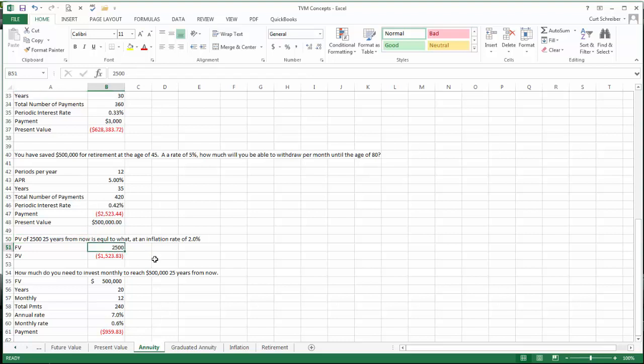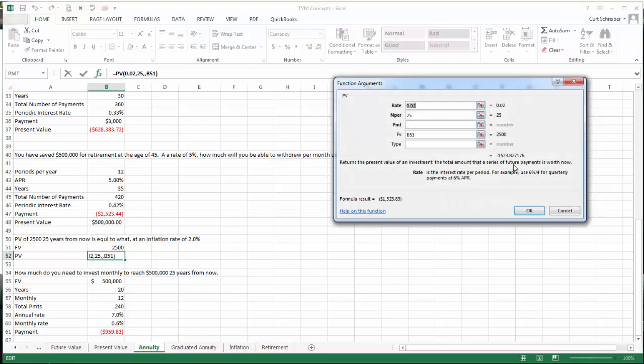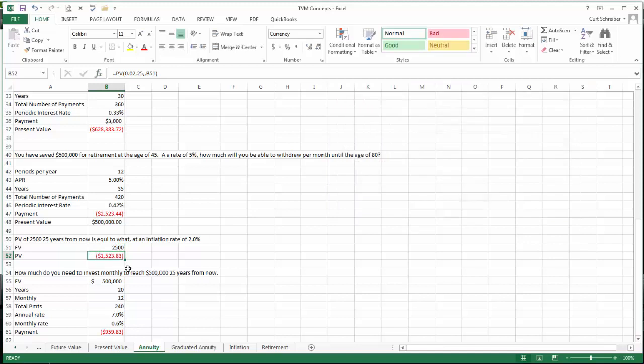Well, if we have a future value of $2,500 and want the present value, and this is one case where I just kind of put this one together, the annual rate is 2%, number of periods is 25, the future value is equal to the $2,500, and hit enter. So over 25 years, an inflation rate of 2% will degrade our purchasing power by nearly $1,000.